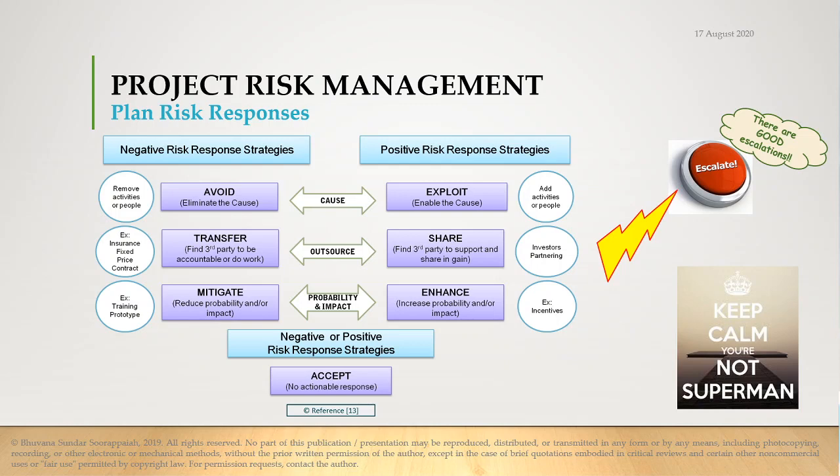So technically this accepting kind of risks you will not even put in the main risk register, you will put something in something called a watch list. Can someone tell me what a watch list is as against risk register?